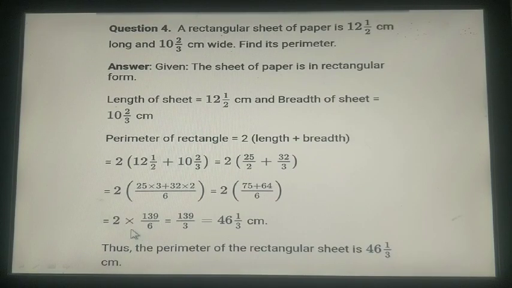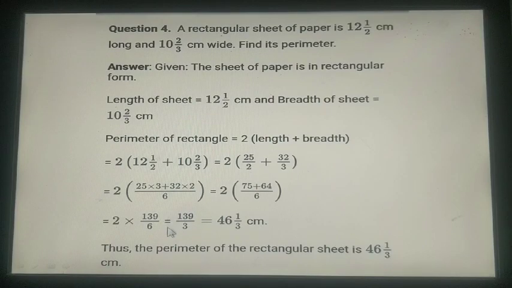Which you will further simplify, as you know very well that 2 1s are 2, I can cut it like this. 2 1s are 2, 2 3s are 6. So you will get 139/3. Again, in the next step, this is an improper fraction which you have to convert into a mixed fraction by dividing it, and hence your answer will be 46 1/3 centimeters. Thus, the perimeter of the rectangular sheet is 46 1/3 centimeters.